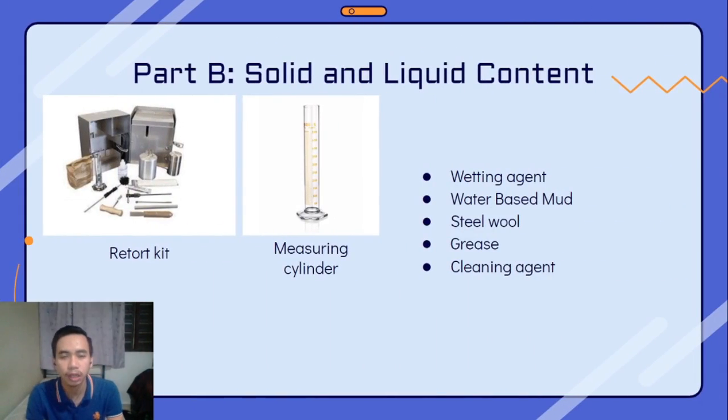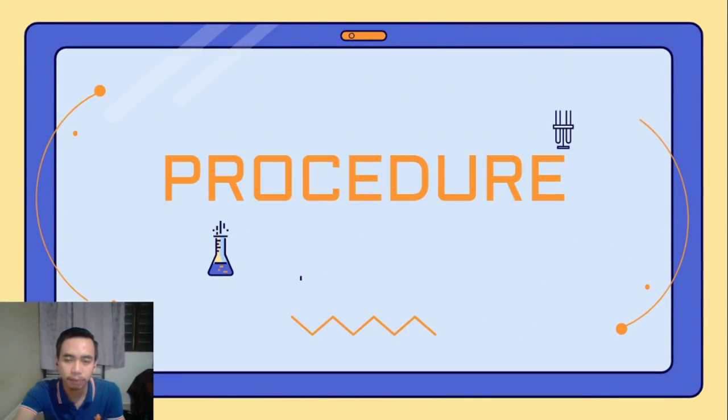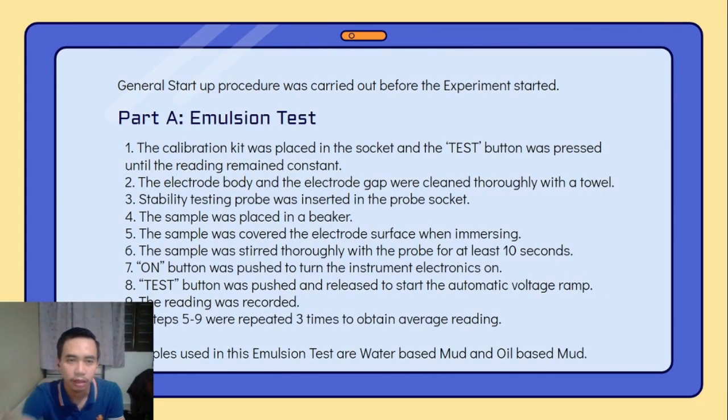The apparatus used in part B, solid and liquid content, is the retort kit and measuring cylinder, and the materials are wetting agent, water-based mud, steel wool, grease, and cleaning agent. Next we will move to the procedure part. Before starting the experiment, the general startup procedure must be carried out.